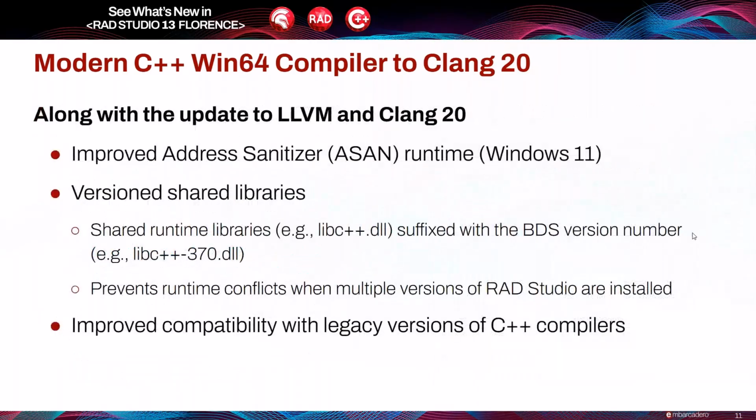Along with the update to LLVM and Clang 20, we also improved in C++ the address sanitizer runtime, so you can spot potential issues with pointers and address allocations. Now we version the shared libraries. So if you want to have multiple versions of C++ Builder installed on the same machine, now the DLLs come versioned, so you don't have conflicts between different DLLs. And also we improved compatibility with legacy versions of C++ compilers.